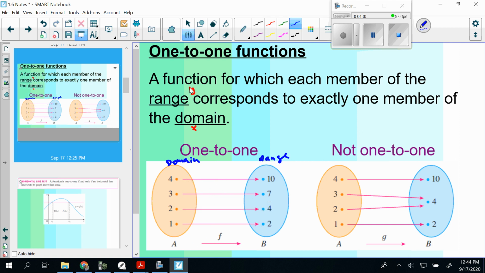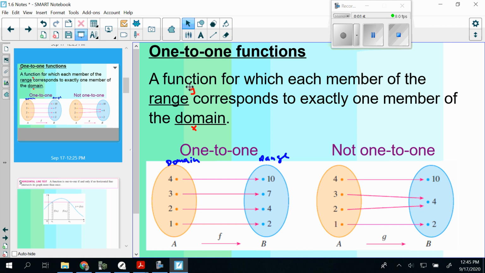Over on the right here, this is an example of a function. Everything here maps to just one thing over here. We don't have anything going to multiple y values. However, it's not one-to-one. And the reason it's not one-to-one is right in here. When we reverse the process now, 4 maps to both 3 and 2, that's not one-to-one. We only want everything mapping back to one thing to be a one-to-one function.